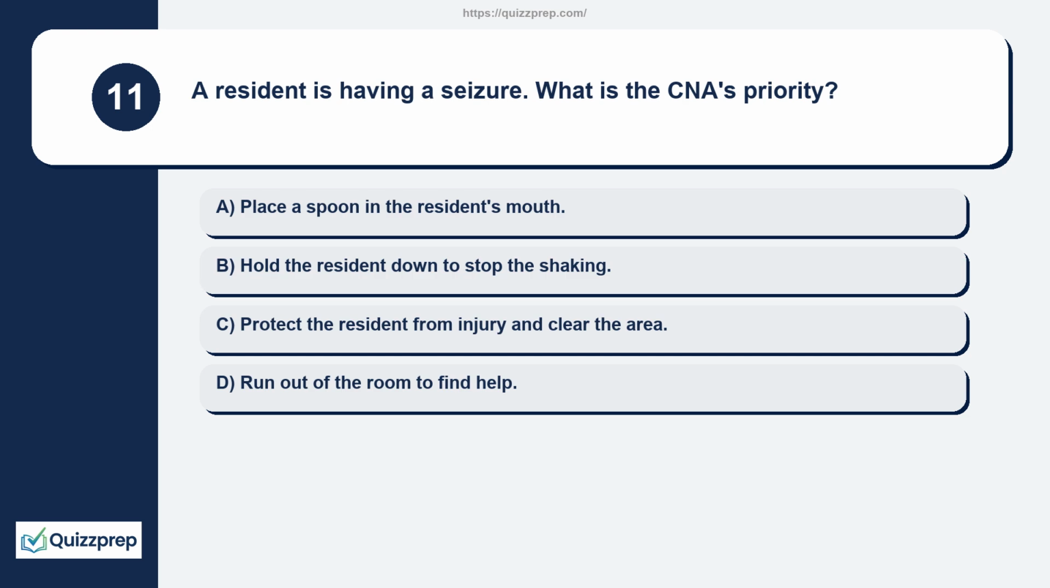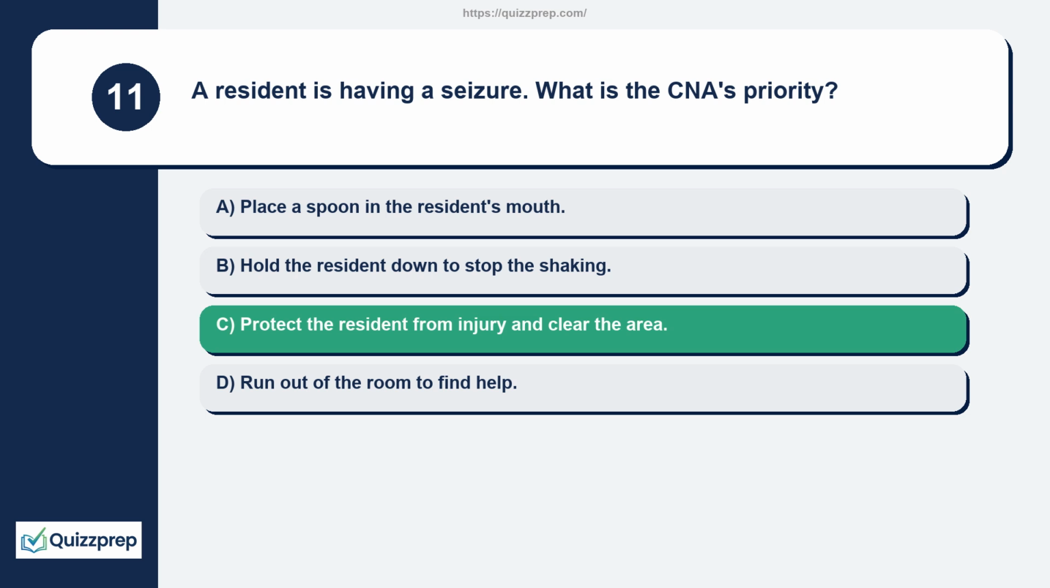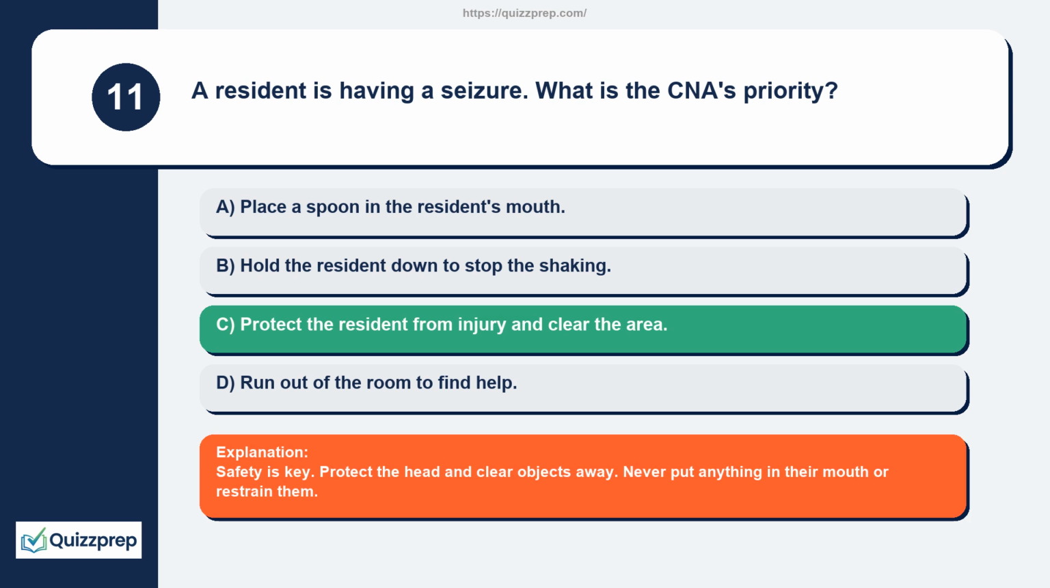Question 11. A resident is having a seizure. What is the CNA's priority? Place a spoon in the resident's mouth. Hold the resident down to stop the shaking. Protect the resident from injury and clear the area. Run out of the room to find help. Safety is key. Protect the head and clear objects away. Never put anything in their mouth or restrain them.